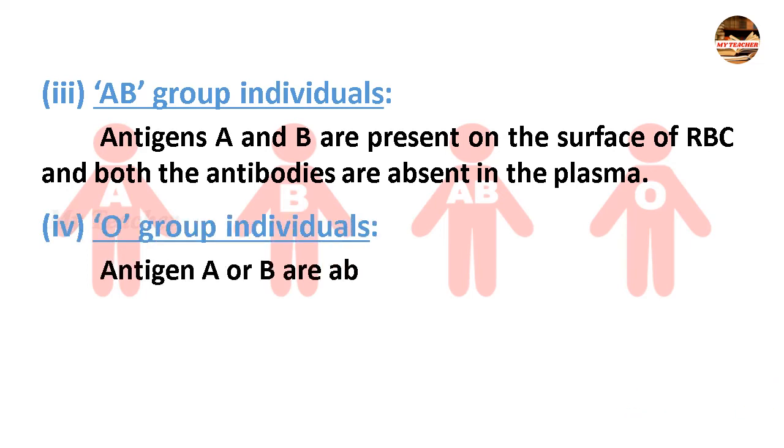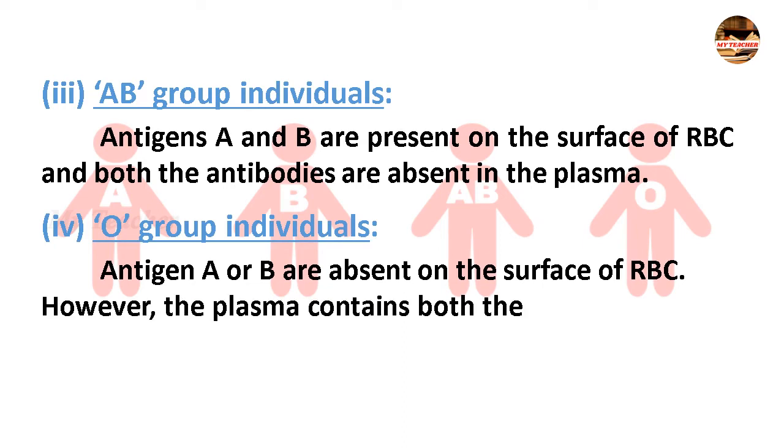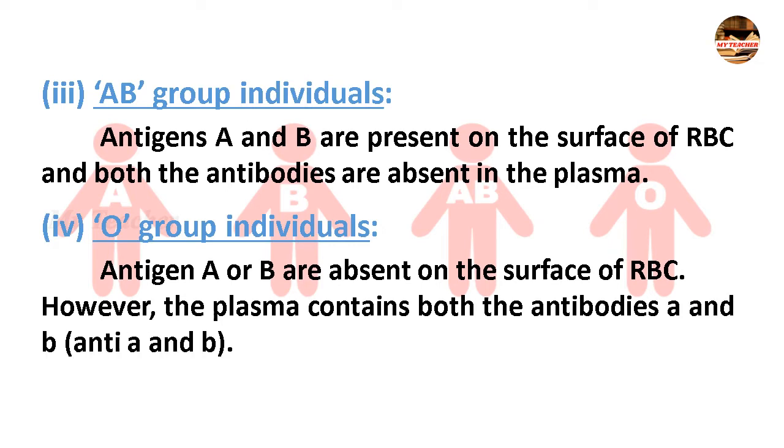O group individuals: antigens A and B are absent on the surface of RBC. However, the plasma contains both the antibodies A and B. Here the thing to remember is that AB group individuals have both antigens A and B present but no antibodies. In O group individuals, antigens A and B are absent but both the antibodies A and B are present in the plasma.